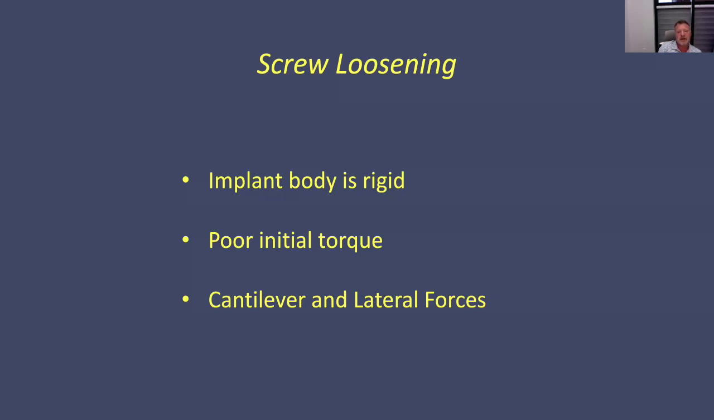So let's move on to screw loosening. Again, implant body is rigid. How does that come into play with a screw loosening? Well, if a screw was not initially torqued really well, and sometimes even when they are, if we have lateral forces, we have vertical forces. Not really vertical, but if we have cantilever forces, that restoration is having pressure put on it in a lot of different directions, and over time that screw can start to back out to the point that it will eventually come loose.